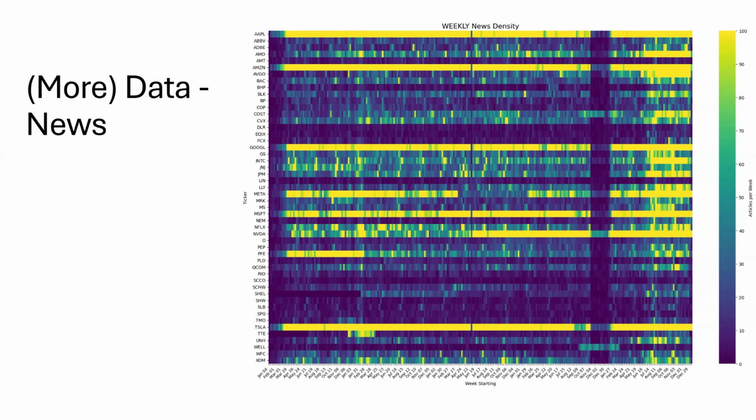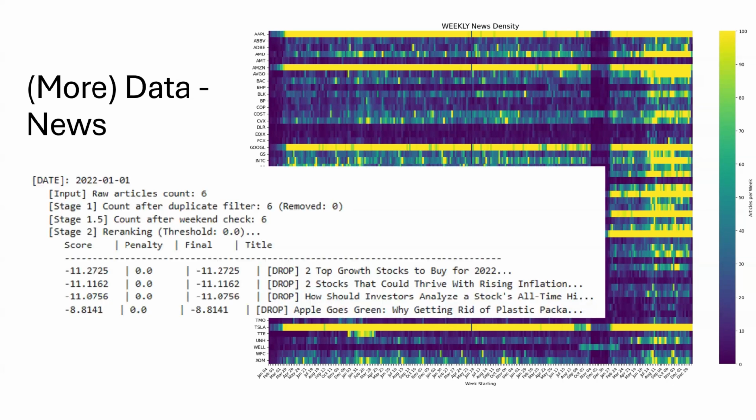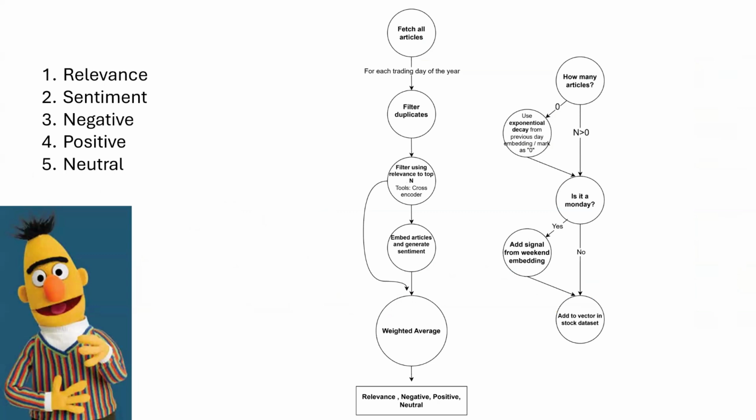For example, here we tried adding weekly news or daily news for each stock, but as we can see, there's very high variance. Some stocks had even thousands of articles per day, while others didn't have any at all or had low quality ones. In the following example, we can see that the API we used, and something that happened across APIs, returned some low quality articles. Here it returned an article about why getting rid of plastic packages is a good idea as a stock indicator, which obviously isn't correct.